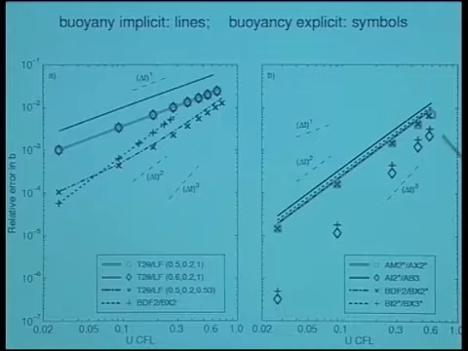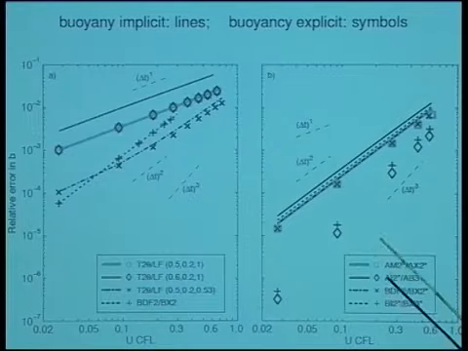And again, the same business occurs. The symbols are for buoyancy explicit. The lines are for buoyancy implicit. OK, so now let's look at this.